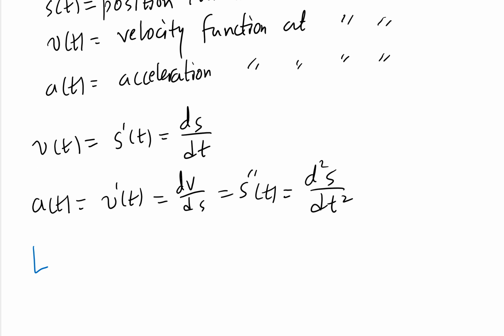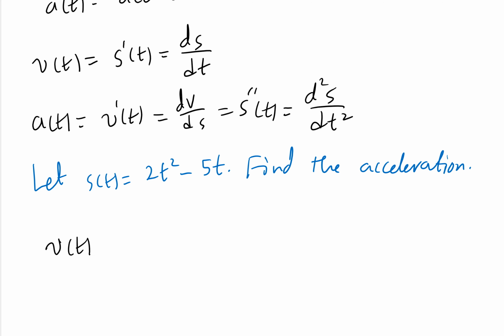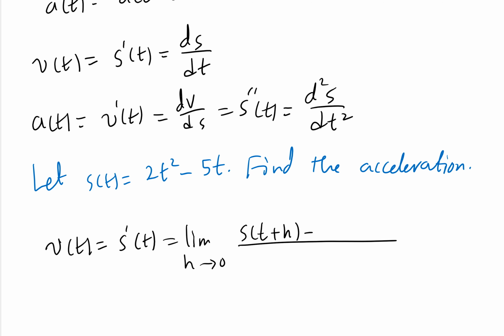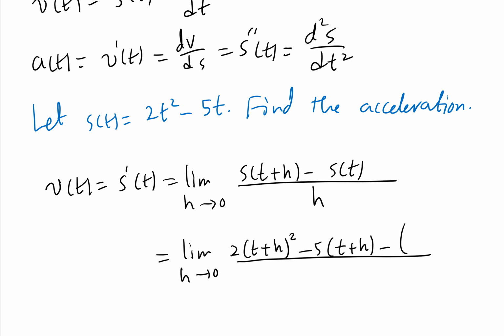And to see an example, let s of t be 2t squared minus 5t. Find the acceleration. So we first need to find v of t, then we find the acceleration from there. v of t is defined as s prime of t, which is the limit as h goes to 0 of s of t plus h minus s of t all over h, which equals the limit as h goes to 0 of 2 times t plus h squared minus 5 times t plus h minus the whole function all over h.